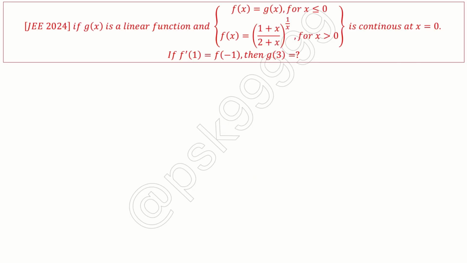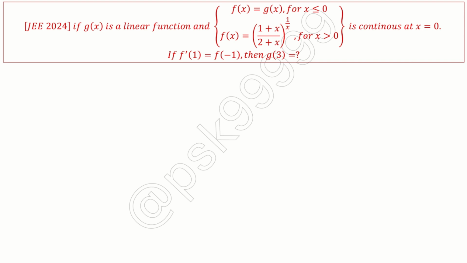The first one is: if g of x is a linear function. Okay, note down this one. g of x is a linear function and f of x is defined as g of x for x less than or equal to 0, and f of x is defined as (1 plus x divided by 2 plus x) whole to the power of 1 by x for x greater than 0. And this is continuous at x equal to 0. Okay, and if f dash 1 equals f of minus 1, then what is the value of g of 3? It's a big question, but let's take it step by step.